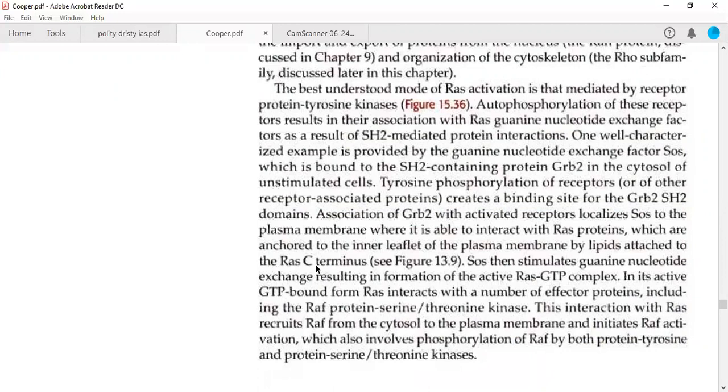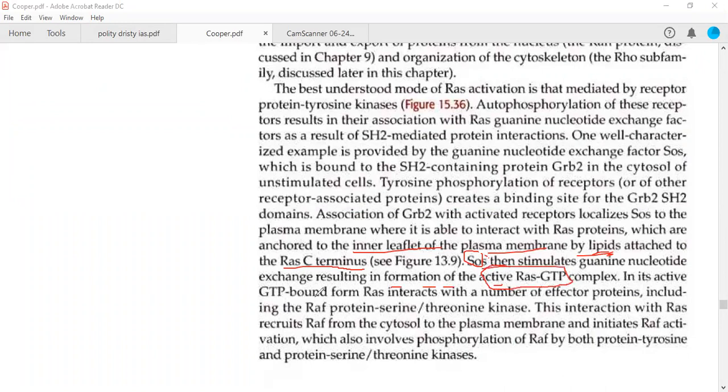The RAS C terminal is anchored to the inner leaflet of the plasma membrane by a lipid, attached through the RAS protein C terminus. Then SOS, which is a guanine nucleotide exchange factor, stimulates the guanine nucleotide exchange, resulting in the formation of an active RAS-GTP complex.